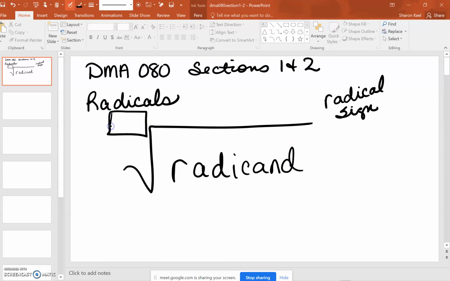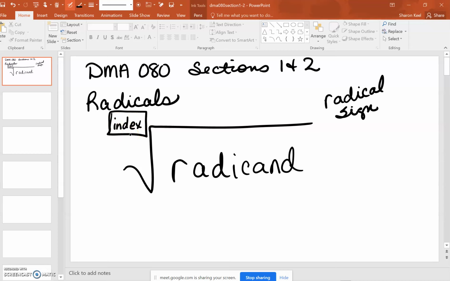There will be a value. If it's a square root, there's no number here. It's understood to be, but sometimes we have a cubed root, fourth root, fifth root. It could be a 25th root. The number that we write here to represent the root is called the index.